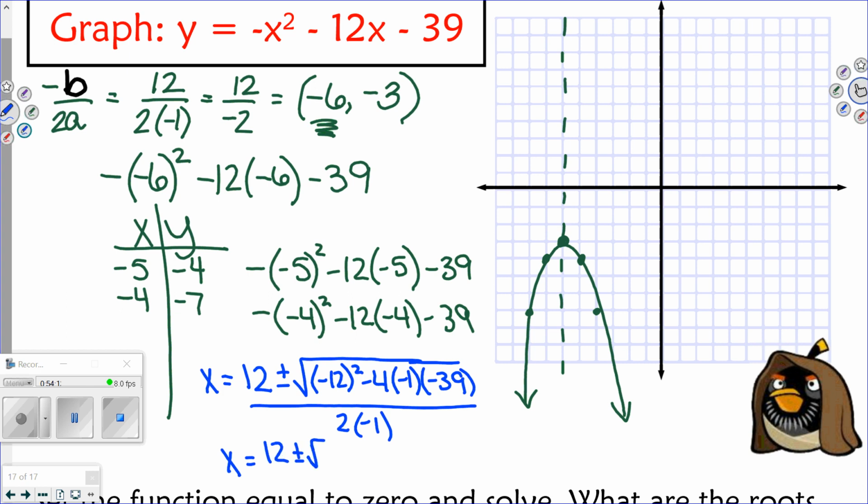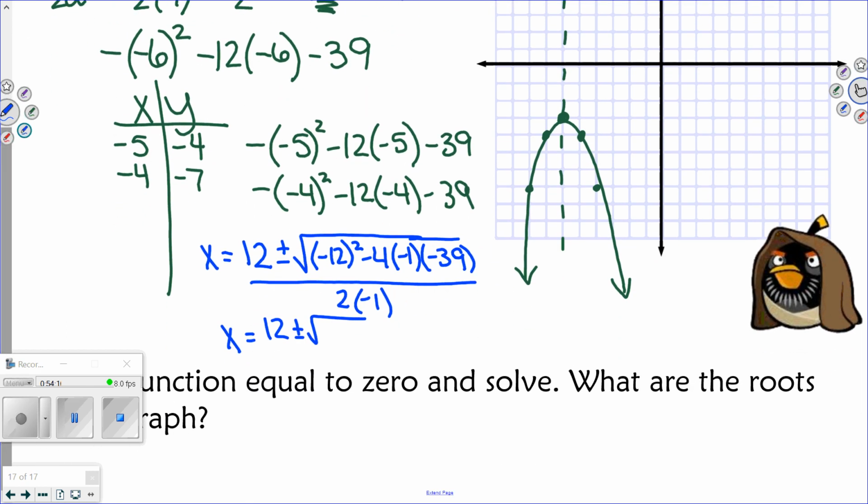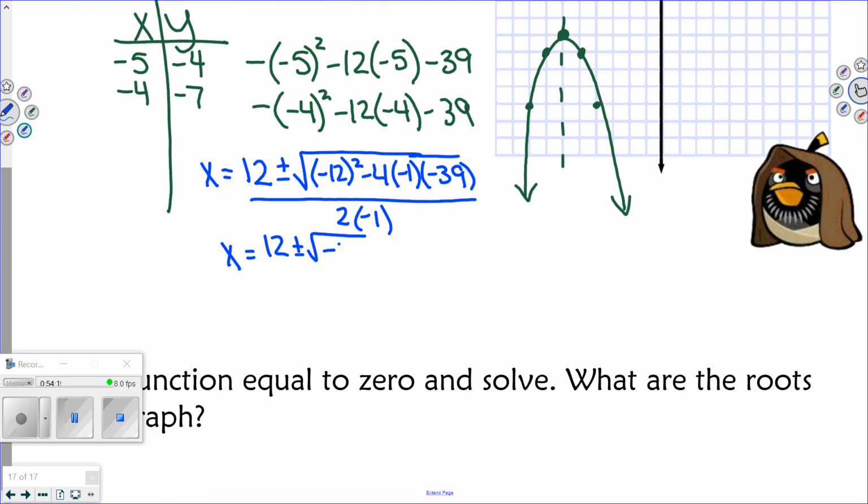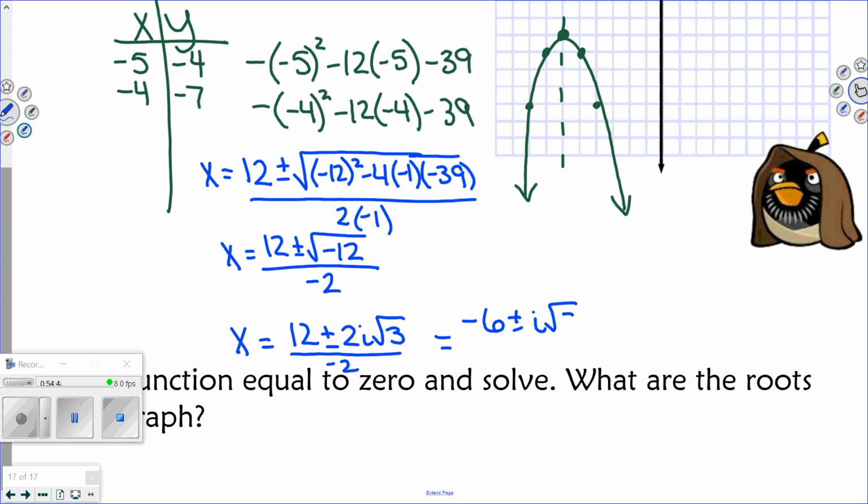12 plus or minus radical negative 12 over negative 2. Good. Pull your i out, do your factor tree. So we should get 2i radical 3 over negative 2. Divide them all by 2. How about negative 2? I don't want to leave a negative on the bottom, right? So that's going to make that negative 6 plus or minus i radical 3 over, I don't really need it over anything.